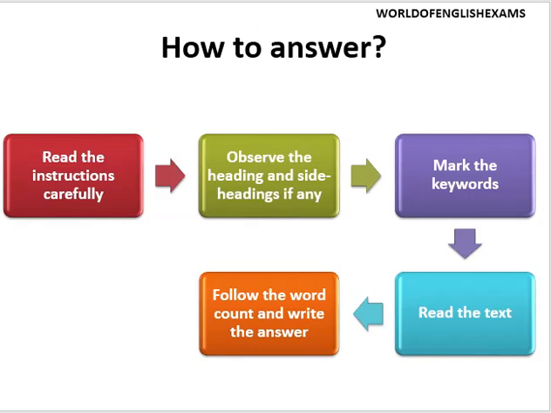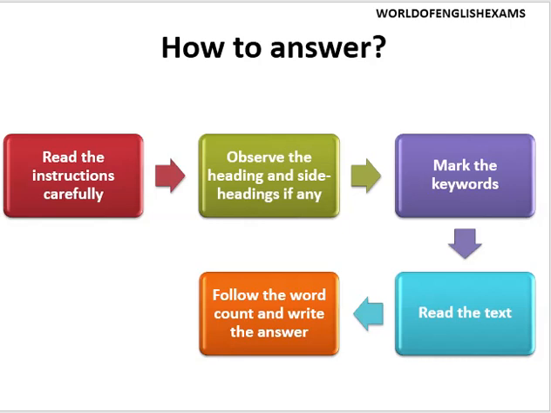So this is the 5-step method that usually the students follow while answering flowchart completion. The first step says read the instructions carefully. We have just done that. We have understood that we need to complete a flowchart, and the instructions say one word and or a number.